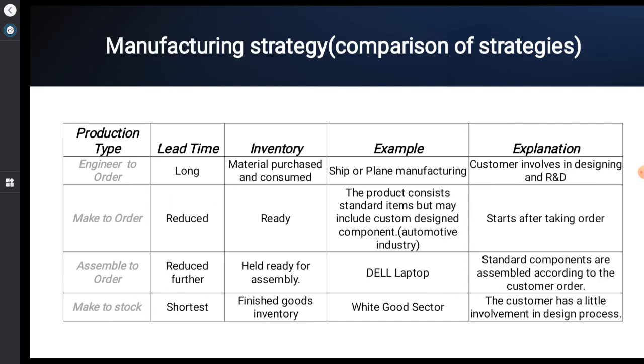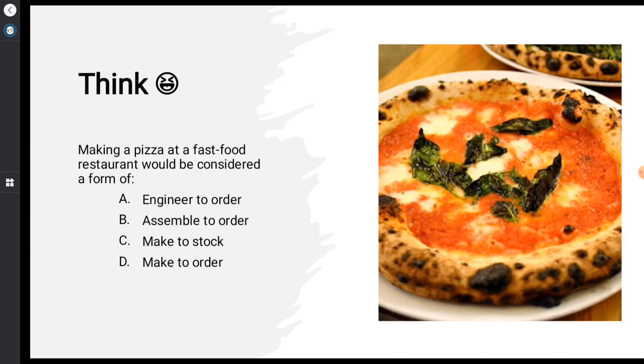The last two slides have two brainstorming examples to think about. The first question is: making a pizza at a fast food restaurant would be considered a form of which one of those? And let me know in our face-to-face class if you think maybe two options will apply, not only one. So just think about it.